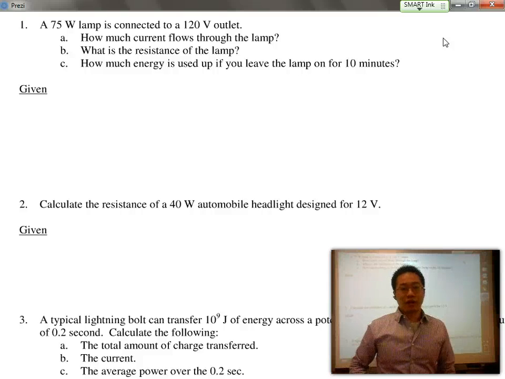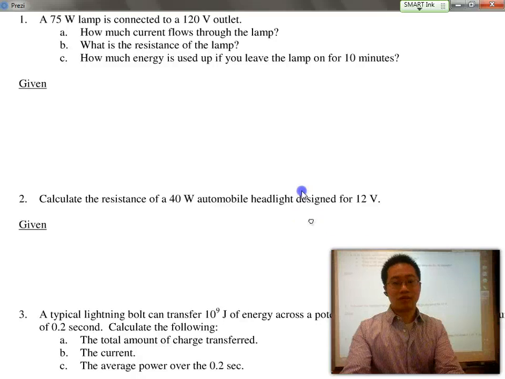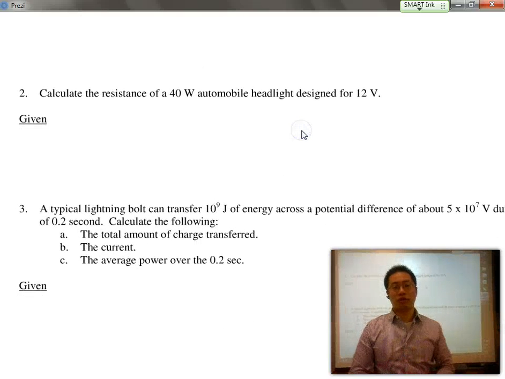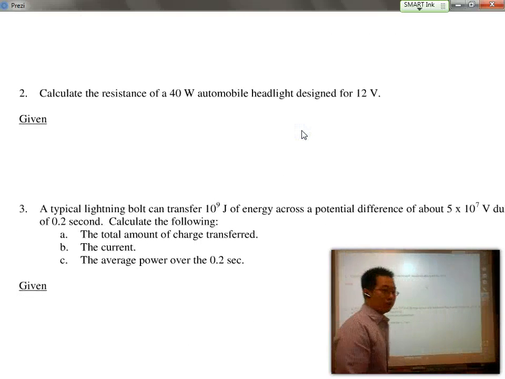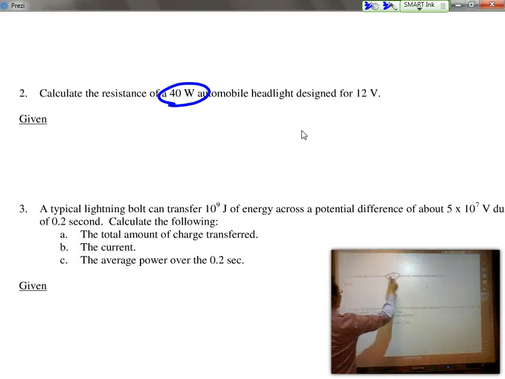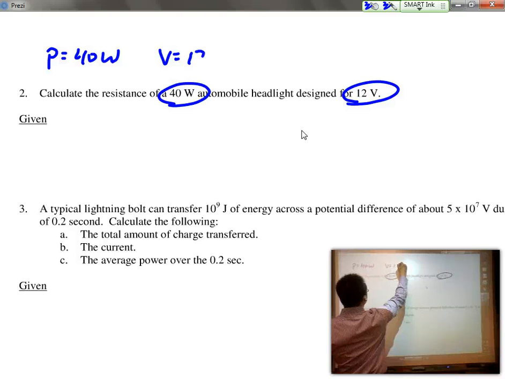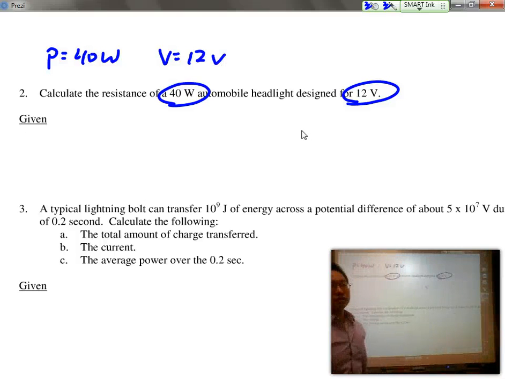We could do another practice problem over here. It says calculate the resistance of a 40-watt automobile light designed for 12 volts. In this case over here, we know that the power is equal to 40 watts. The potential difference is 12 volts. They're asking us for the resistance, R.